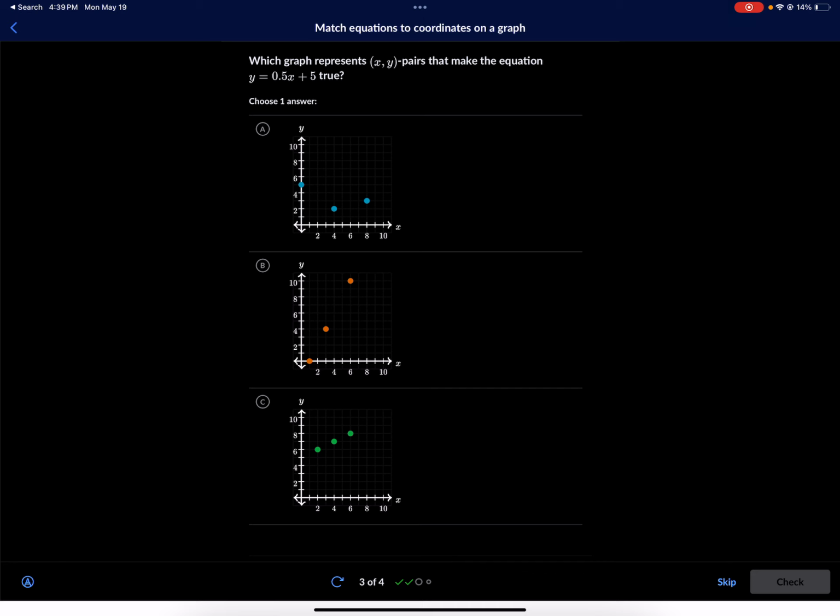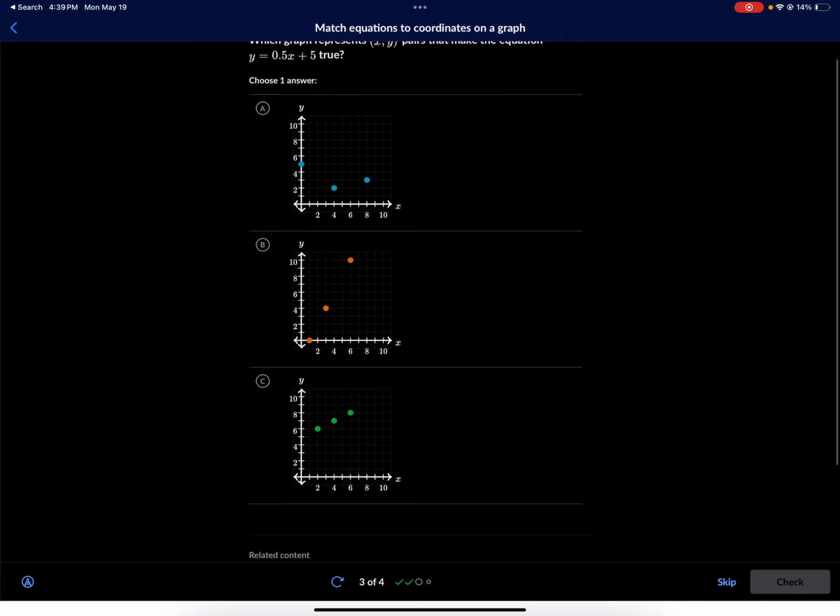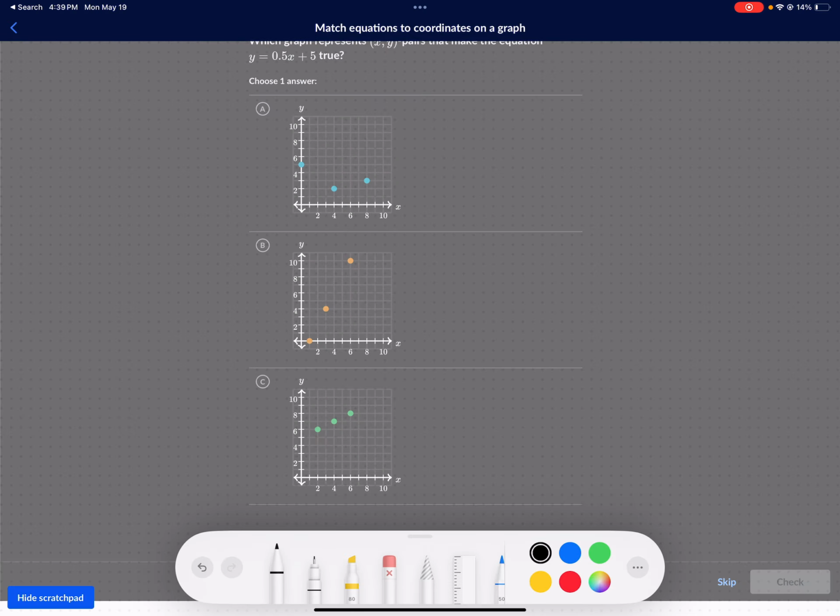Okay. Which graph represents xy pairs that make the equation y equals 0.5x plus 5 true? Well, first of all, although A has an intercept of 5, this graph goes completely downhill. Look at this graph. Doesn't even look like a slope graph. We definitely know it's not going to be A, because if it was the case, we would be going up, not back down. So it's not A. Choice B doesn't really touch on the y-intercept either, so it's not going to be B either. If this was the case, we'd probably have a y-intercept of something in the negatives.